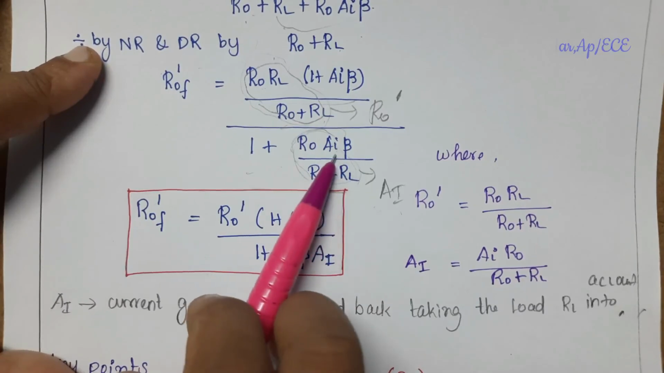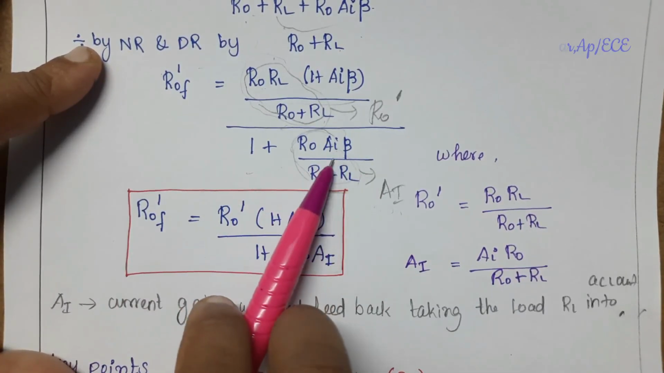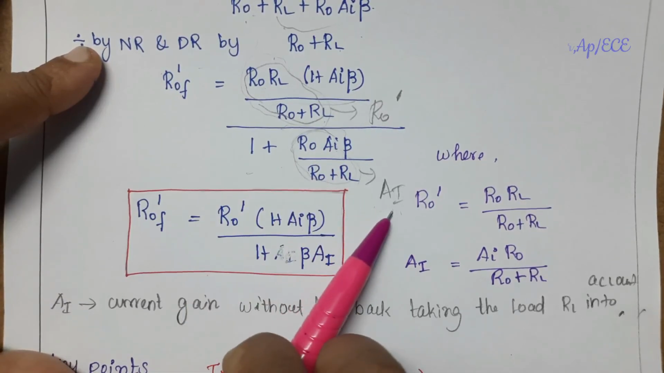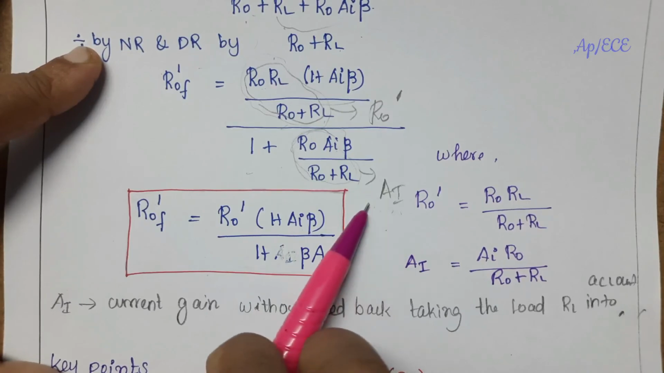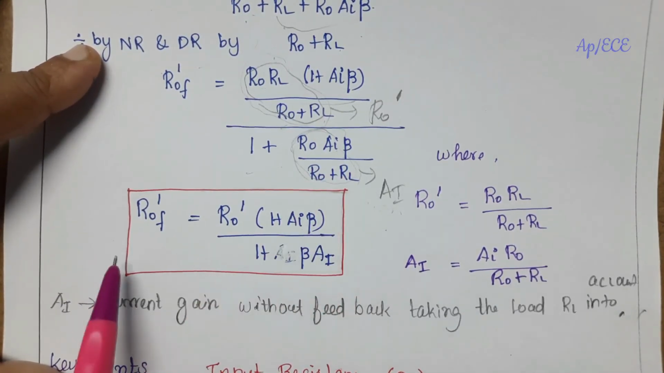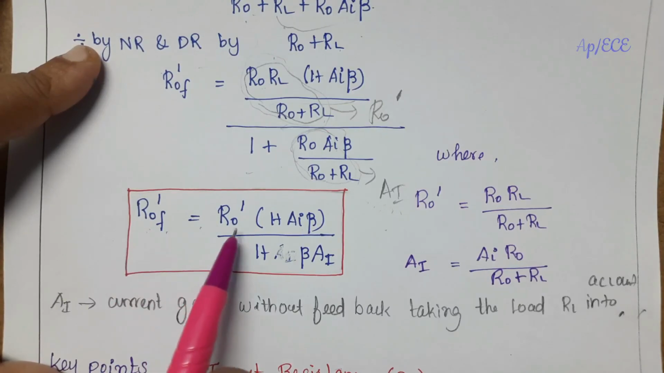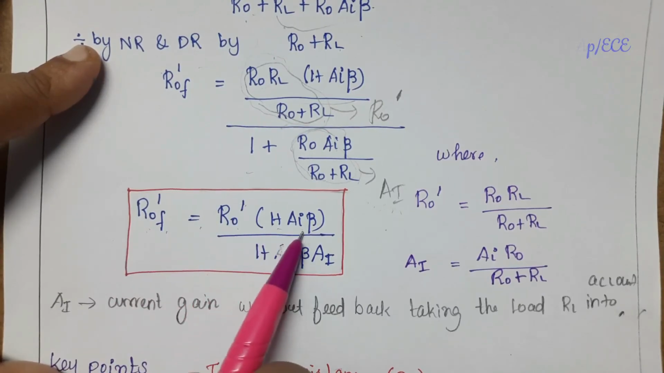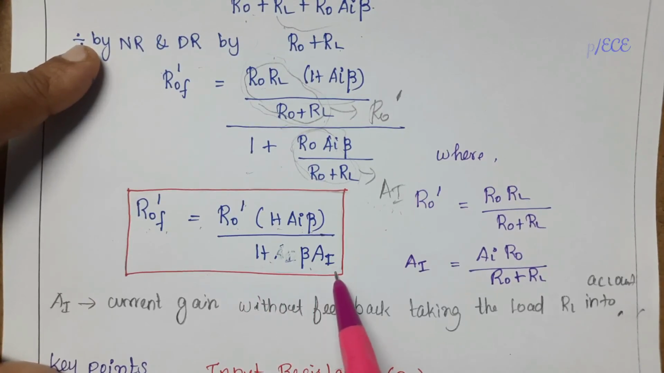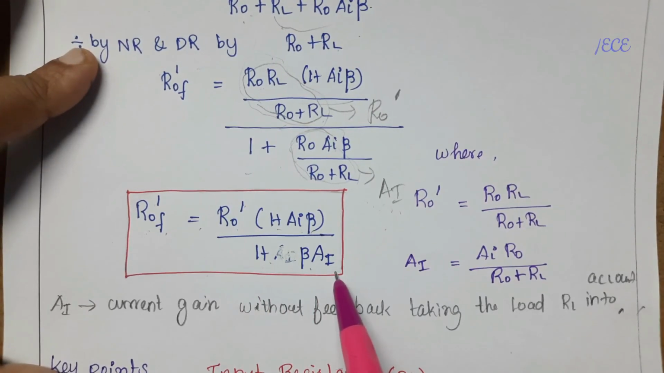See the difference between small I and capital I. Here small I is the current without feedback, but RL is not included. For capital I, RL is included. That's the difference between small I and capital I. For the final answer, R dash of F equal to R naught dash, bracket 1 plus AI beta, the whole divided by 1 plus beta into AI. That's all about today's topic.